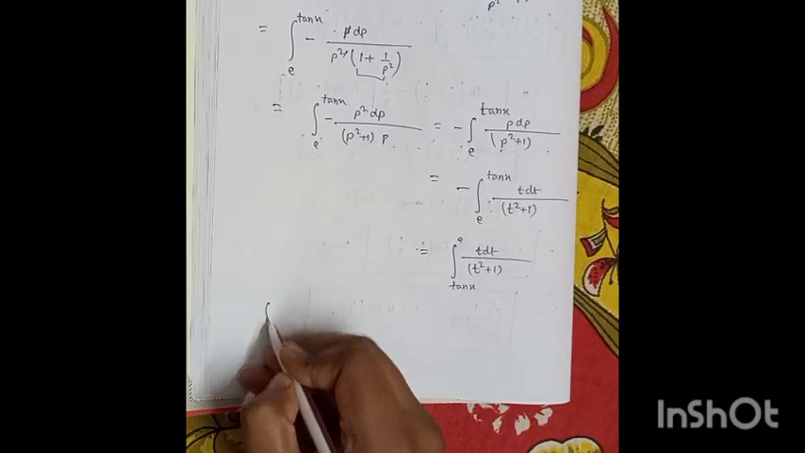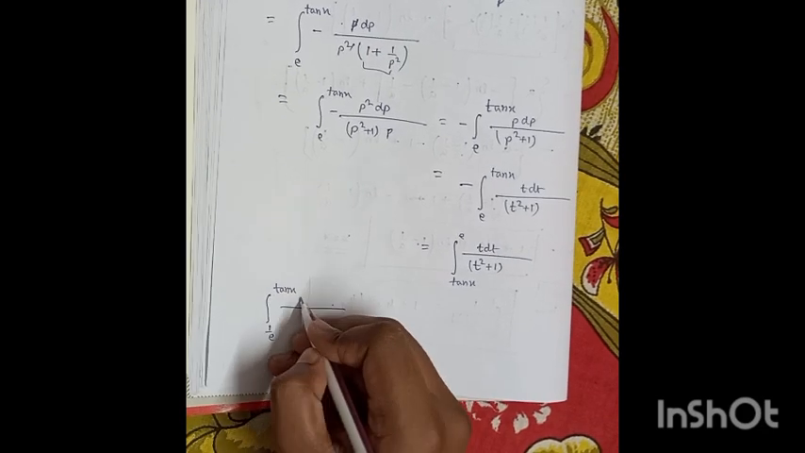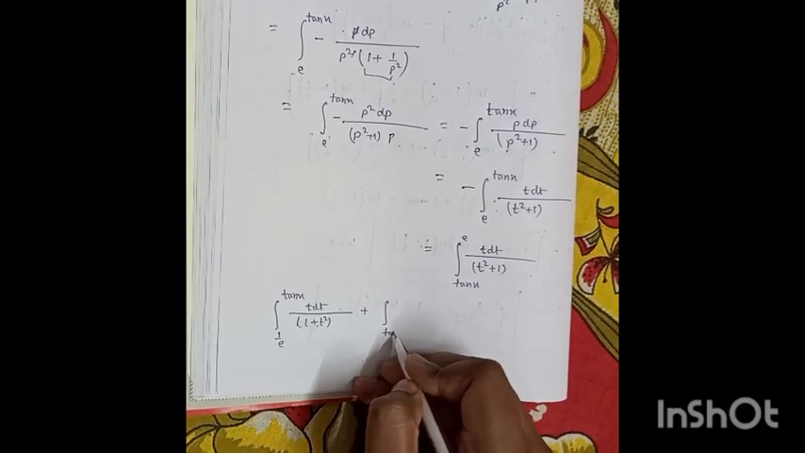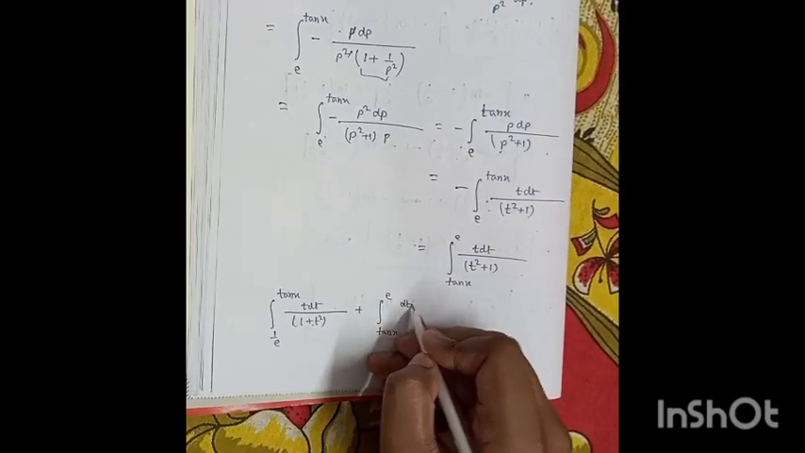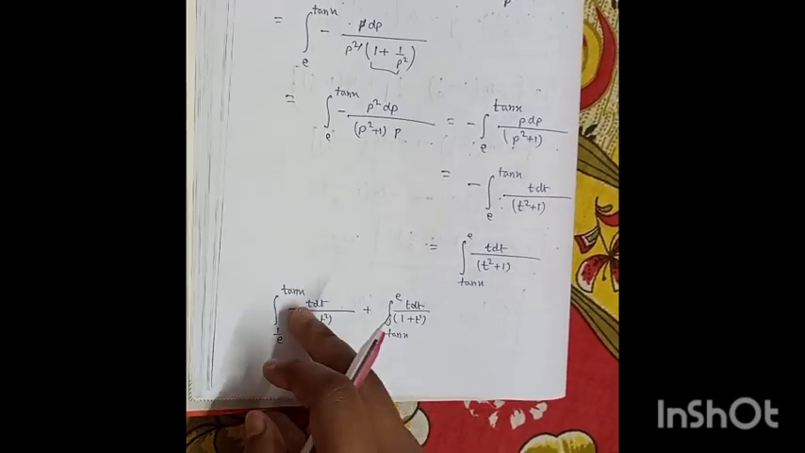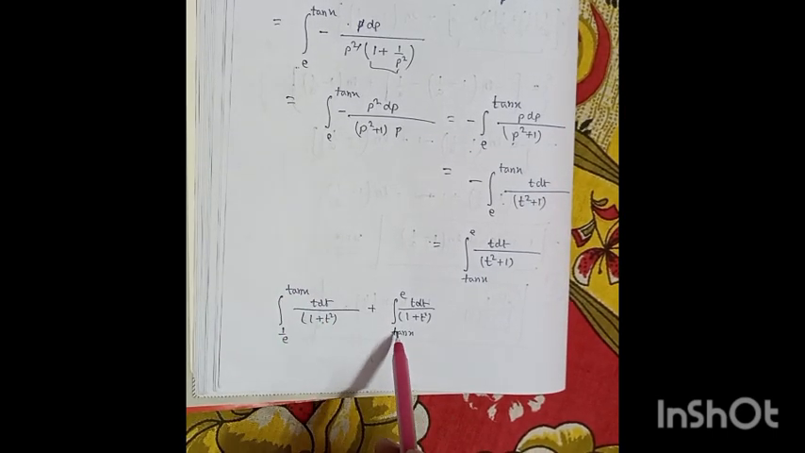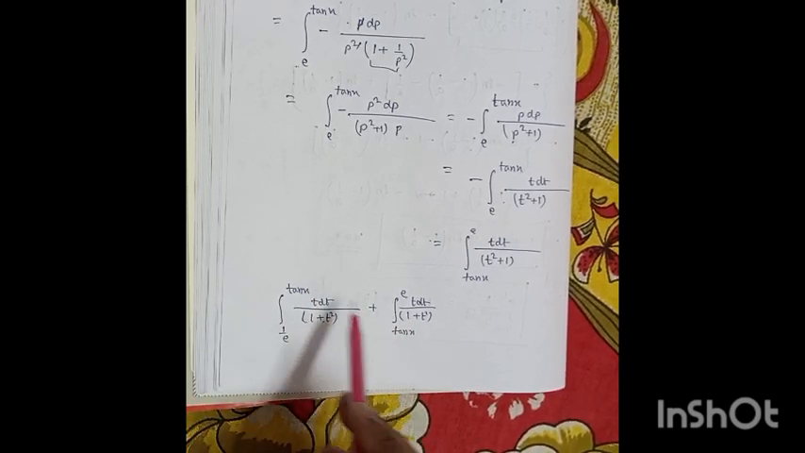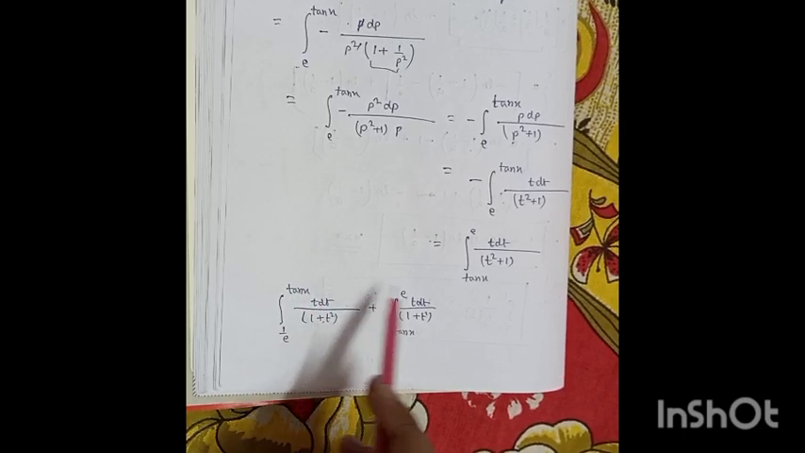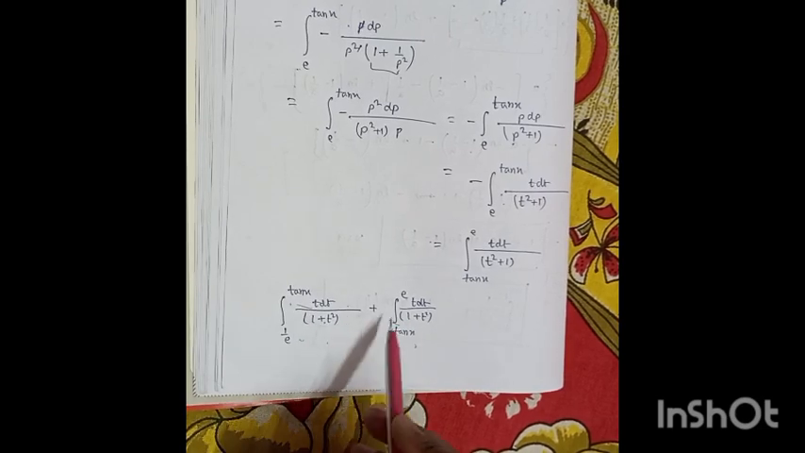So we are to calculate the sum: the integral from 1 by e to tan x of t dt over 1 plus t square, plus the integral from tan x to e of t dt over 1 plus t square. Now see here, in the first integral the upper limit is tan x, and in the second integral the lower limit is tan x. So somehow we can add these two integrals, and as the integrand is the same, we can directly add them if tan x belongs to the open interval 1 by e to e.